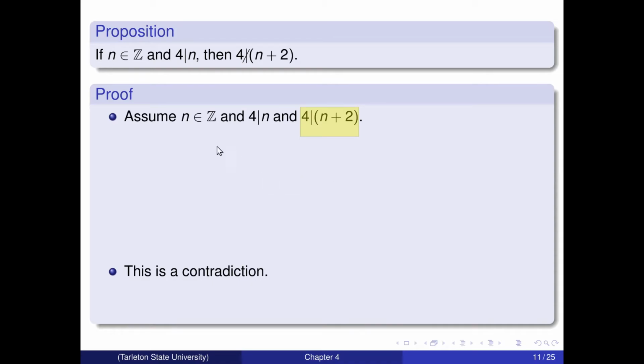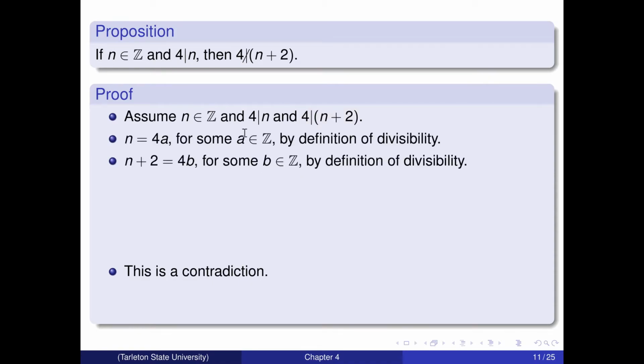All right, well, we can just write down what it means for 4 to divide n. That means that n is 4a for some a in Z. What does it mean for 4 to divide n plus 2? That means that n plus 2 is equal to 4b for some b in Z. And then we can basically take this second equation and subtract the first equation from it. Again, Appendix D basically allows us to do this. So we now have n plus 2 minus n is 4b minus 4a.